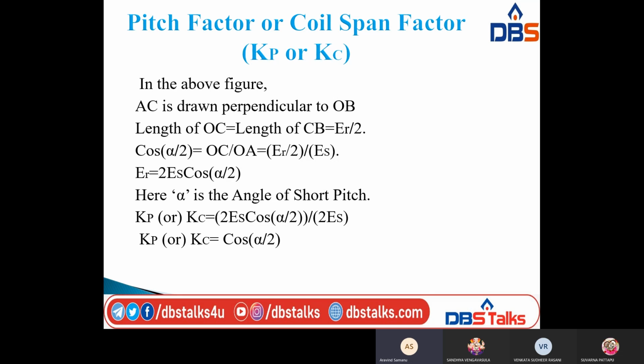So from that we have two values. For the full pitched coil we have the resultant EMF ER is equal to 2 ES, and for the short pitched coil we have the value of 2 ES into cos alpha by 2. So substitute these two in the formula. So KP or KC is equal to 2 ES cos alpha by 2 by 2 ES. So from this we have KP or KC is equal to cos alpha by 2.